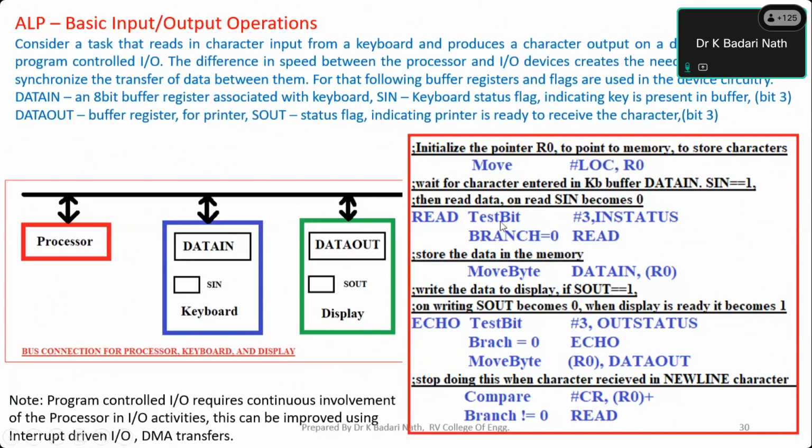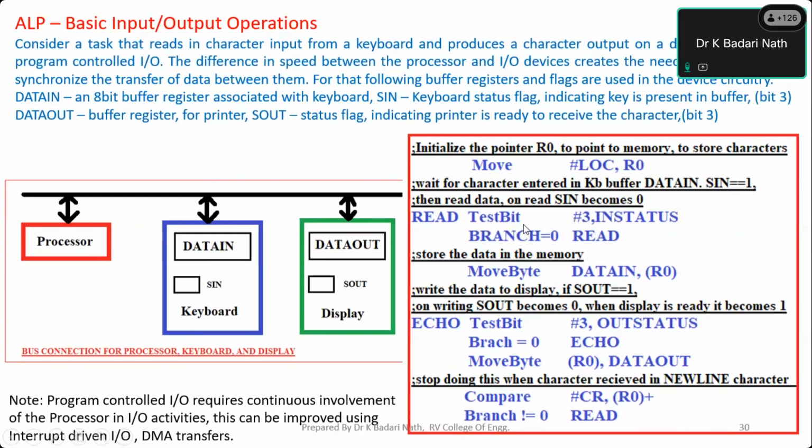So now test bit. Test bit is an instruction provided in assembly language. It is like an AND instruction. So test bit is nothing but a pseudo AND instruction. So what will this instruction do? It will take the bit number 3. Hash 3 means what? It's a bit number. So the bit number 3 is ANDed with in status. In status is a status register present inside the keyboard device. In that we are interested in bit number 3, which indicates the status input, whether the data in has got data or not.